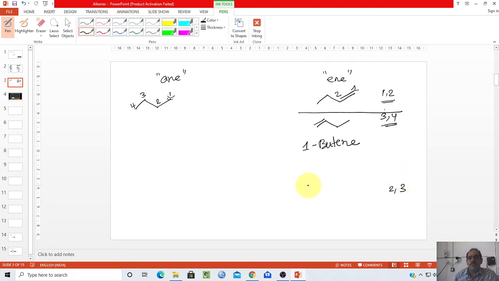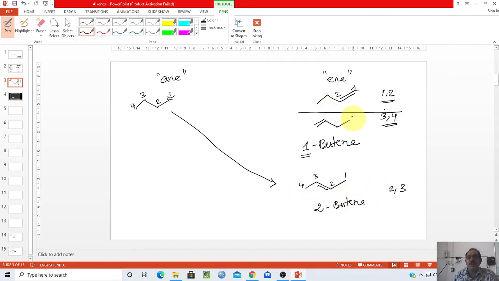The other possibility is that the hydrogens can be removed from the second and third carbon. So it can be like this. This is the hydrogens removed from the second and third carbon. Shall we number 1, 2 here, 3 and 4 here. What is the name for this? I said we have to go for the lower number. The bond is between 2 and 3. Therefore this is 2-butene.